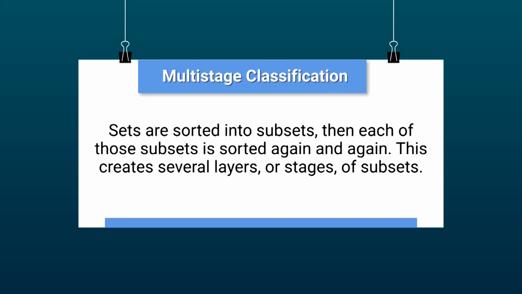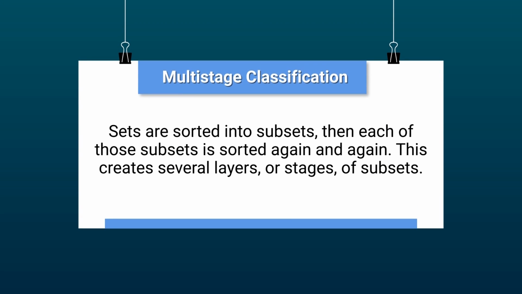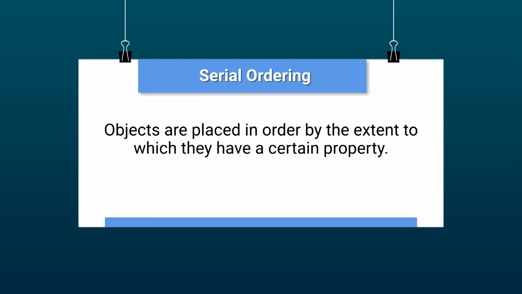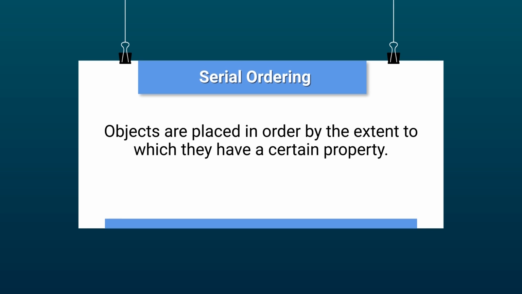Multi-stage classification. In this, sets are sorted into subsets, then each of those subsets is sorted again and again. This creates several layers or stages of subsets. For example, animals that may have been grouped as vertebrates may be separated again into groups of reptiles, birds, mammals, pisces, and amphibians. These are all subsets of vertebrates. Serial ordering. Objects are placed in order by the extent to which they have a certain property. For example, rocks may be placed in order from smallest to largest or lightest to heaviest.